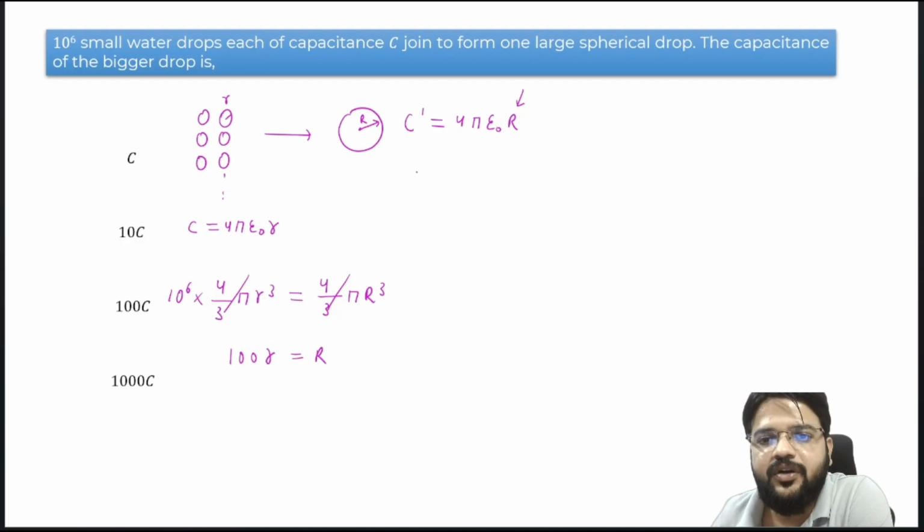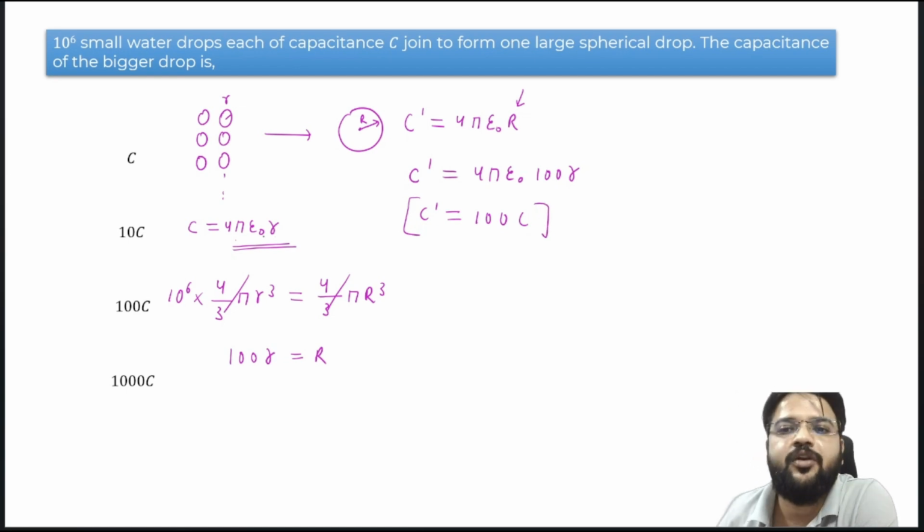So C dash is equal to what? It is 4 pi epsilon naught, and the capital R value we got is 100 r. Correct? And already we have 4 pi epsilon naught r, what is it? It is C, everyone. We will replace 4 pi epsilon naught small r with the C. So now we have 100 C, everyone.